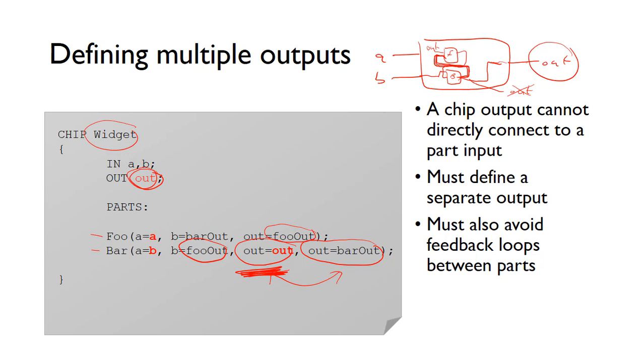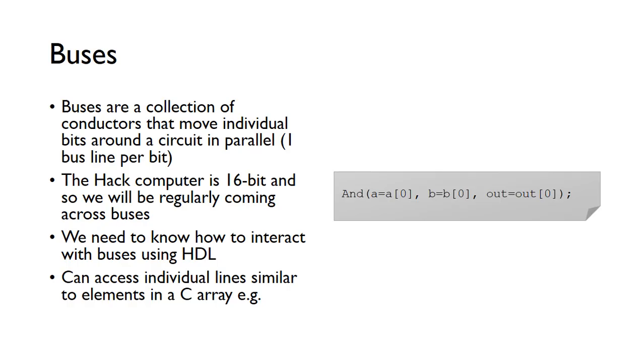And you also need to avoid feedback loops in parts. So if you've got a part, for example, you cannot have an output of a part feed back into the same part. So you need to avoid using feedback loops.